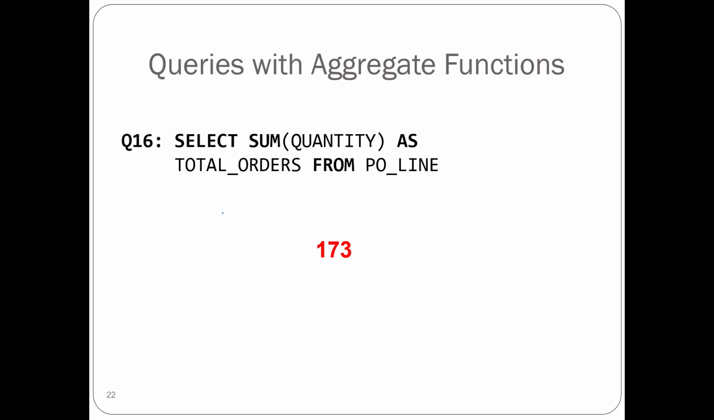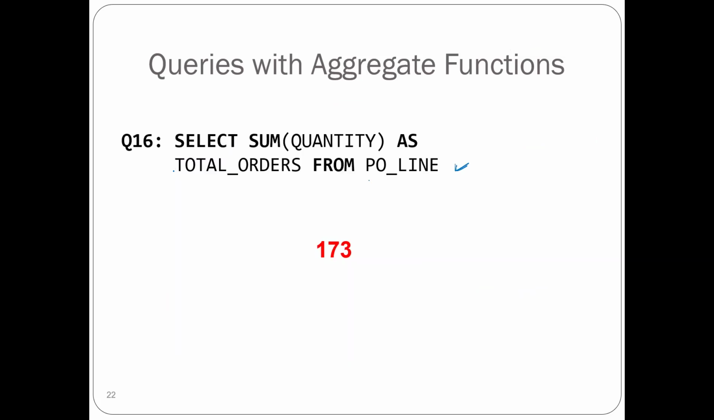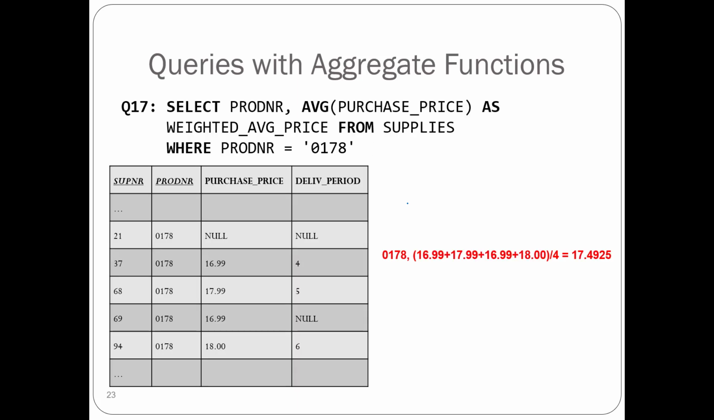What do we have next? Another example of the sum. Here we are saying select sum quantity as total orders from purchase order line. Here we don't have a where clause. In the earlier query we had a where clause, right? So we are lifting this restriction. In query number 15 we were interested in summing up the quantity for the product with product number 0178, but in query number 16 we lifted that restriction. Our source table is the same. We say select sum quantity as total orders from PO line, which gives 173.